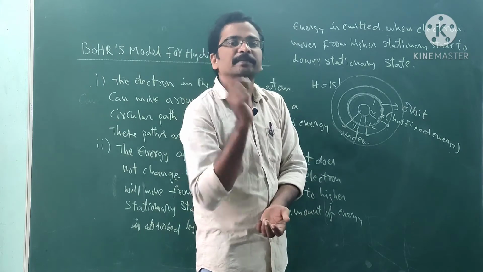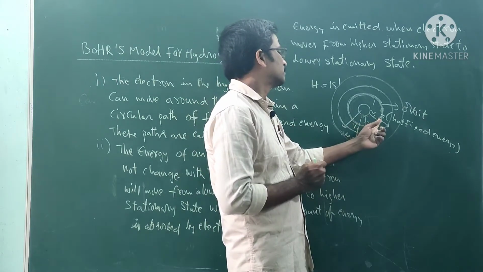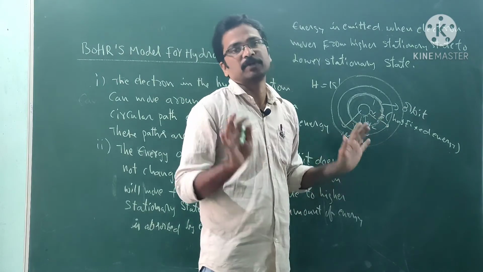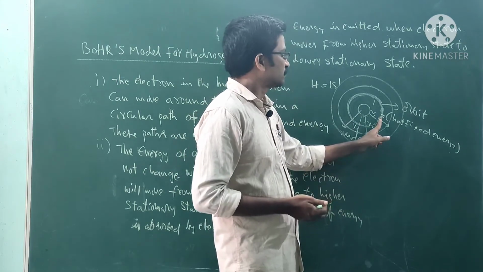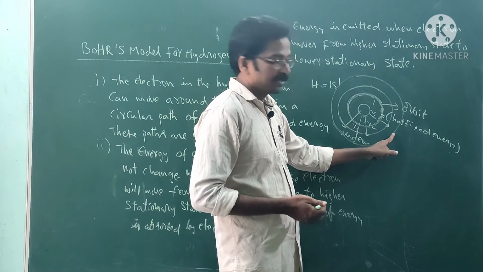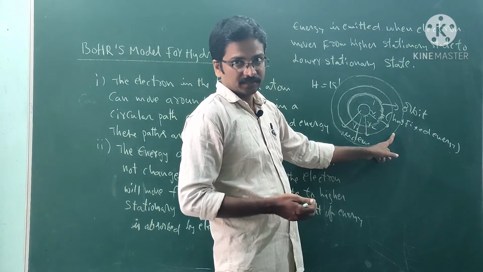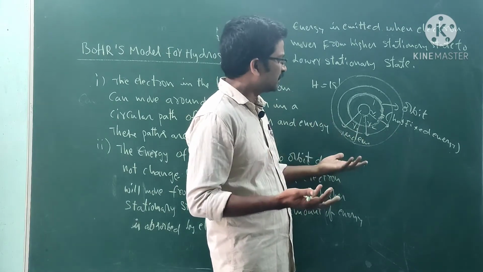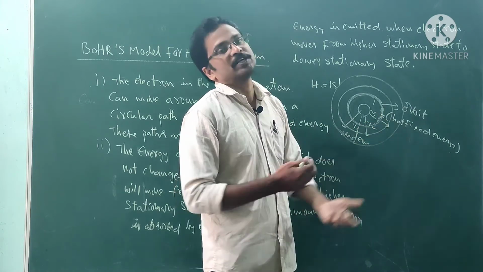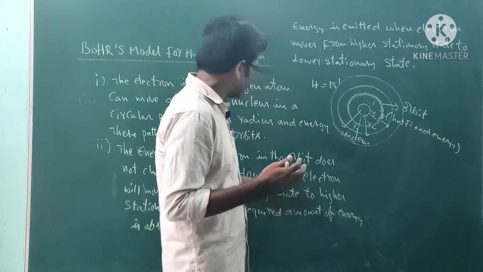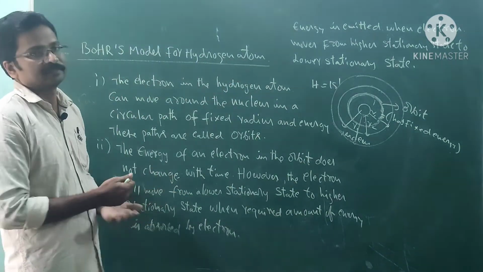It depends on how much energy you supply to the electron. If you have supplied limited energy, then the electron can only go from this level to this level. If you supply more energy, then the electron goes from this level to maybe this level. Because you have supplied more energy, the electron going to another level is also possible. This is the way they are saying.